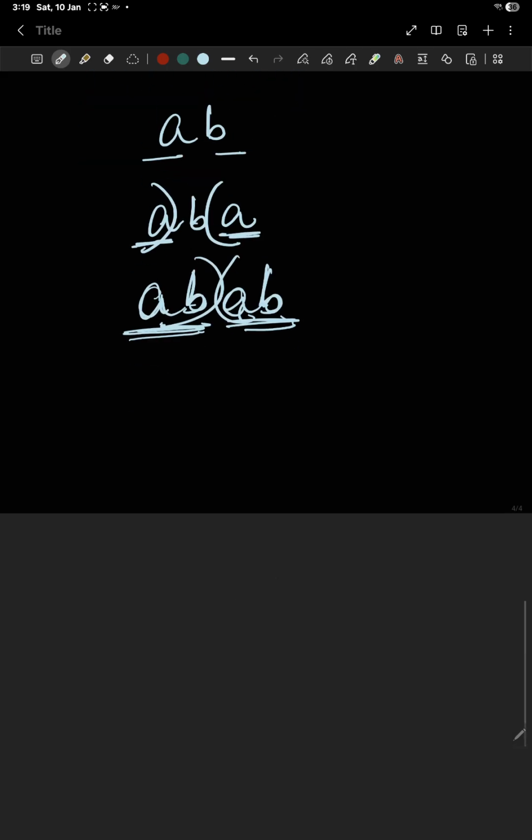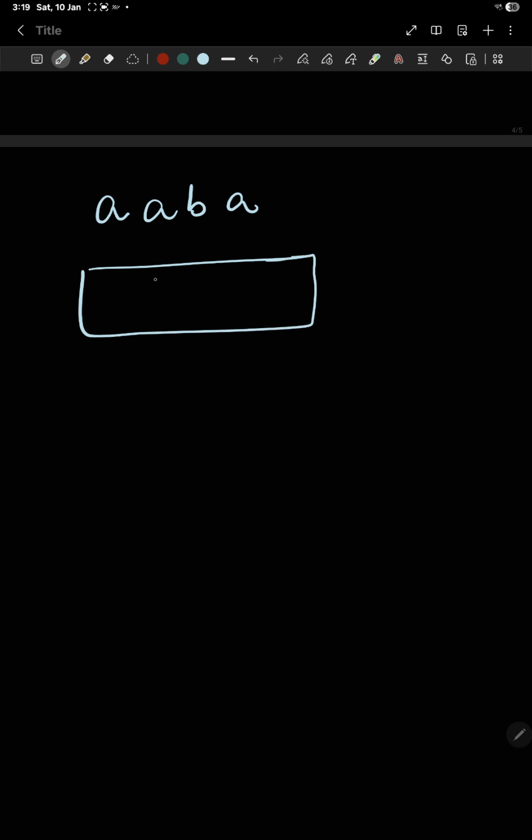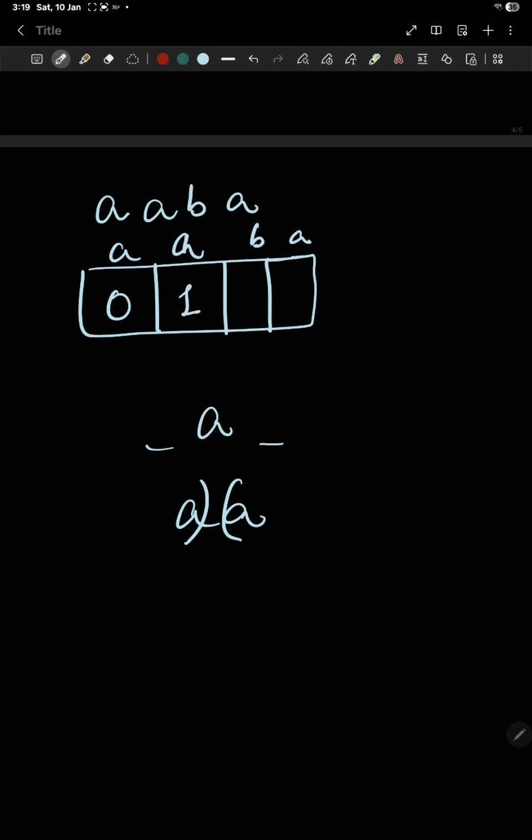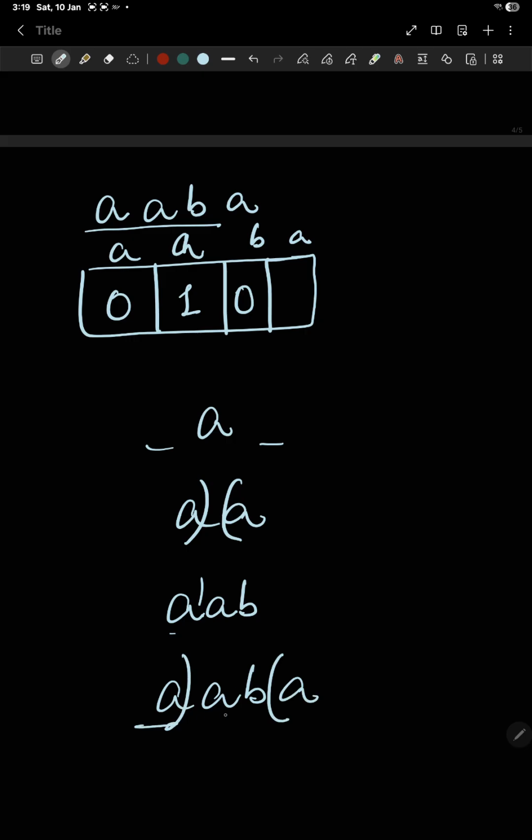Okay, we'll see one more example. We have to build the LPS for a b a. First we'll write a, 0. Again we write a, then we'll write 1. If we write a b, we have to go in this order only. So a b: can you make anything of this? No, nothing, so 0. Then a b a: similar would be a and a only, so again 1.